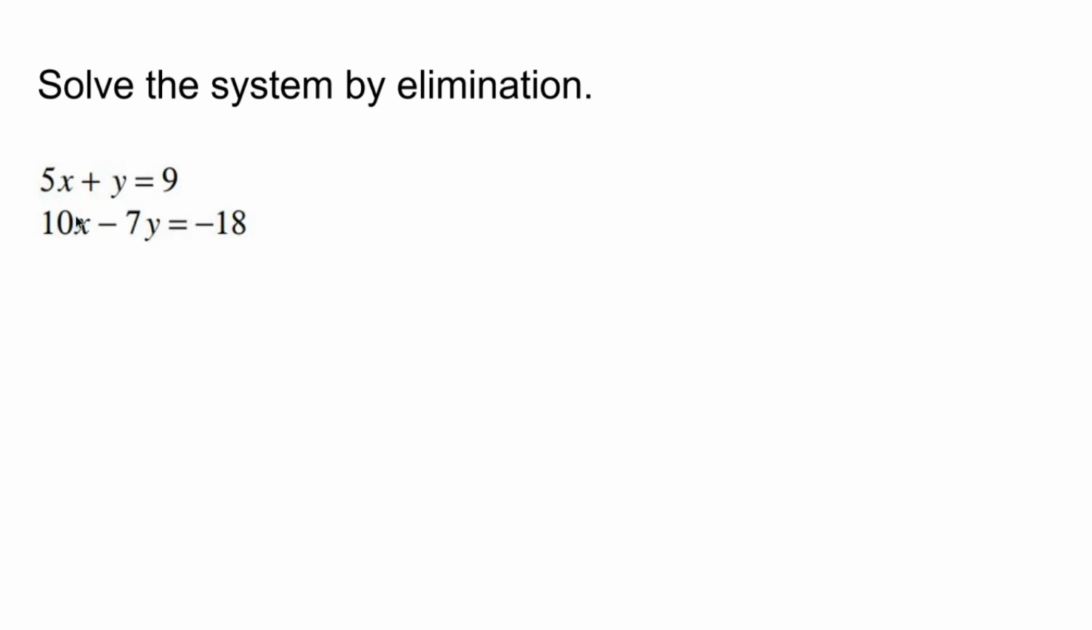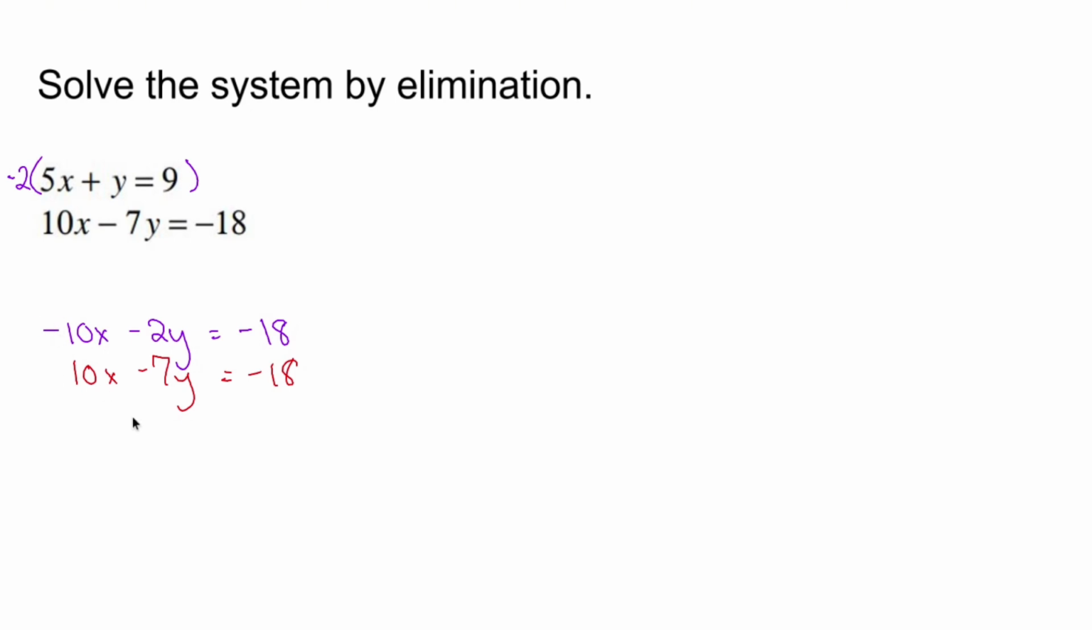But what you're also looking for is you need to pick a letter that has the same coefficient but one's positive and the other one's negative. That's not the case. 5x and 10x are not the same. Y and negative 7y are not the same. But if I were to multiply the entire top row by negative 2, that would get me negative 10x minus 2y equals negative 18. Then underneath it, I can rewrite regular 10x minus 7y equals negative 18, and I have myself two numbers that are exactly the same. One's positive, one's negative.